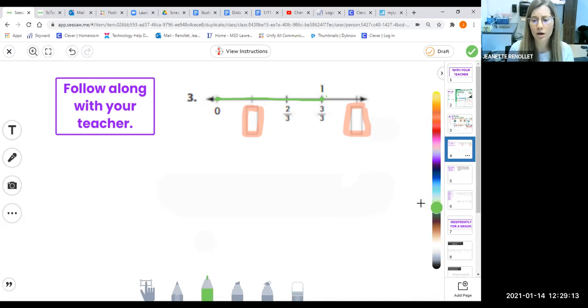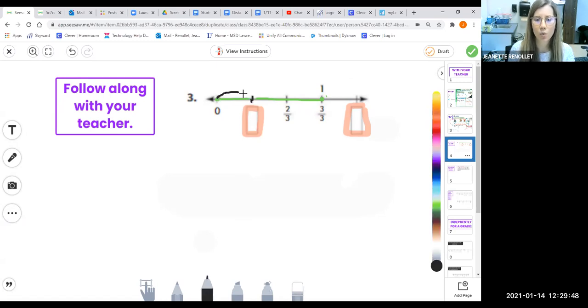So let's think about our missing fractions. I see 0, and then I see 1 jump. I still don't know what this number is. I need to look at how many parts are in the whole. So I'm going to count the parts so that helps me understand the denominator. Let's do that together. Let's count and see how many parts there are.